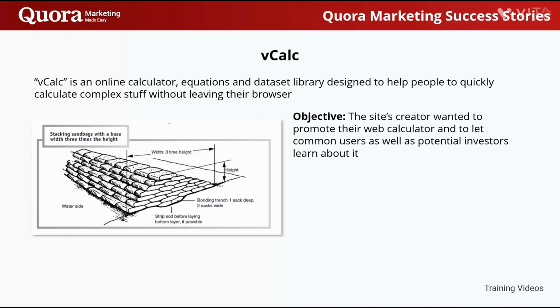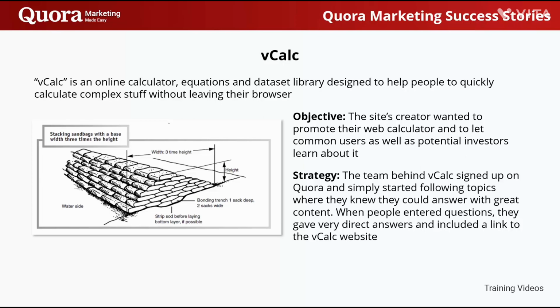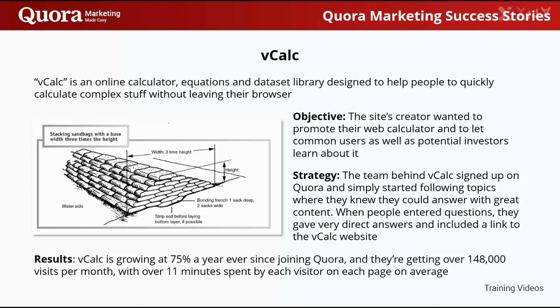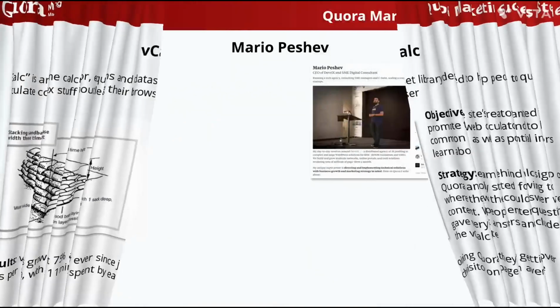Objective: the site's creator wanted to promote their web calculator and to let common users as well as potential investors learn about it. Strategy: the team behind VCalc signed up on Quora and simply started following topics where they knew they could answer with great content. When people entered questions, they gave very direct answers and included a link to the VCalc website. Results? VCalc is growing at 75% a year ever since joining Quora, and they're getting over 148,000 visits per month, with over 11 minutes spent by each visitor on each page on average.